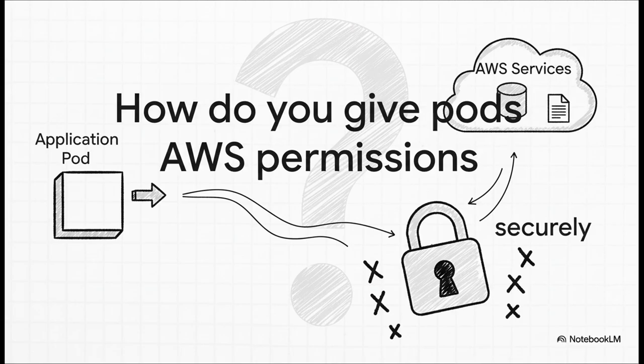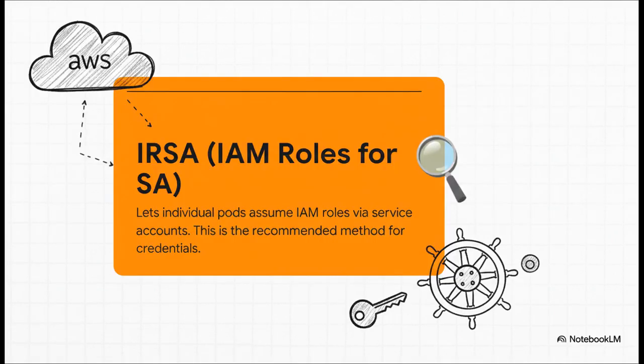So let me ask you this, because it's a classic security problem we all face. Your application, running inside a pod, needs to do something like read a file from an S3 bucket. How do you give it permission to do that without doing something dangerous, like hard-coding secret keys in your container? That's a huge security no-no. The modern, secure, and frankly, the only way you should be doing this in EKS is with something called IAM roles for service accounts, or IRSA for short.